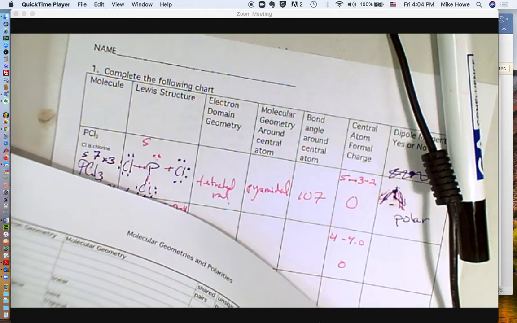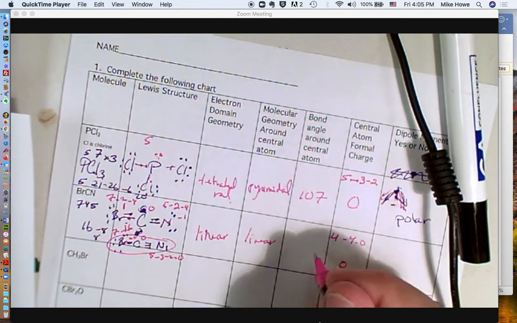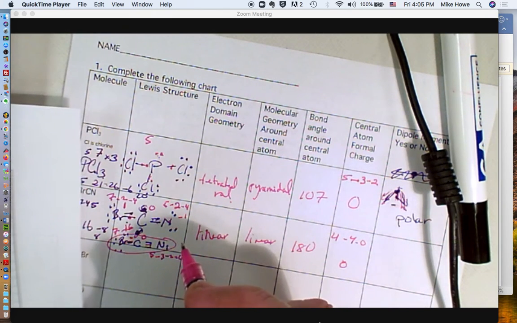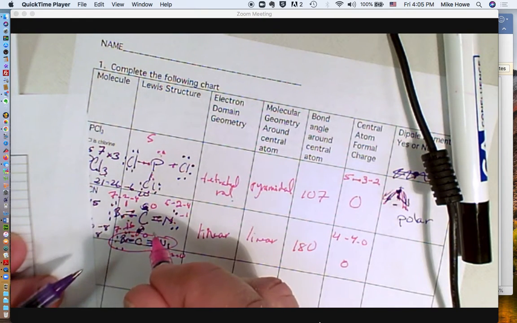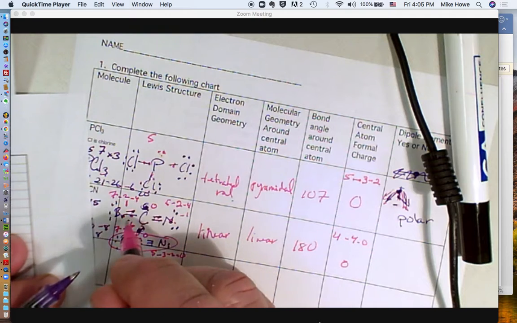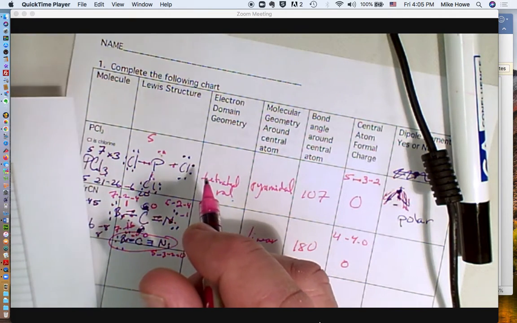Since linear is always linear for the molecular geometry, that also is linear. The bond angle in a straight line is 180 degrees. Now, in terms of polarity, if these atoms are the same on the outside, then the molecule is going to be nonpolar. But this atom is not the same as bromine. As a matter of fact, nitrogen is a little more electronegative than bromine.